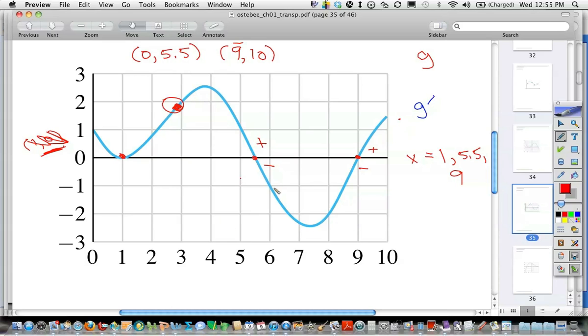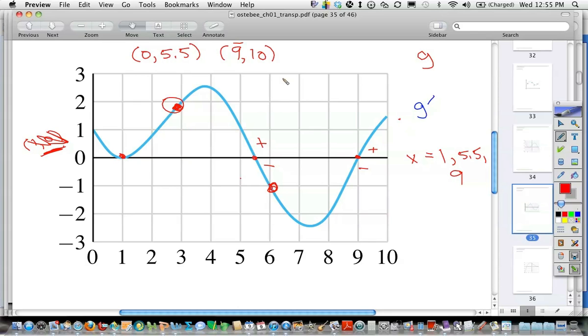How about at 6? No, it's concave down because G, see I did it, I said it. G is concave down because G prime is decreasing at 6. So it's not concave up.